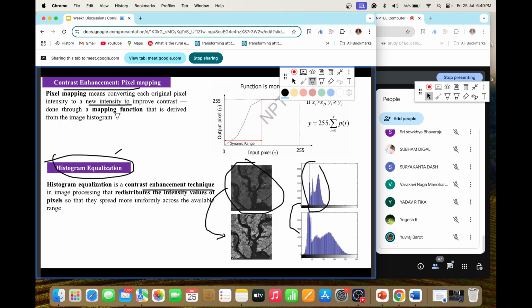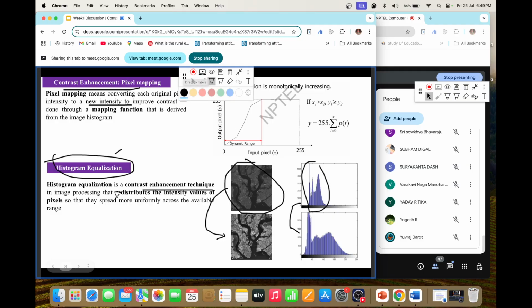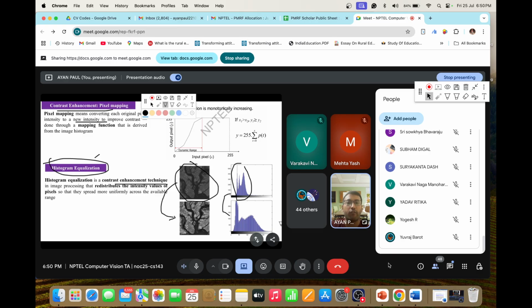We will also solve a question related to this, so things will be more clear. I hope the concept is clear. Earlier our intensity was distributed in a very short range, but now it is distributed over a wide range, and by that our image gets contrast enhancement. This is the thing about histogram equalization. Is it clear to all of you?